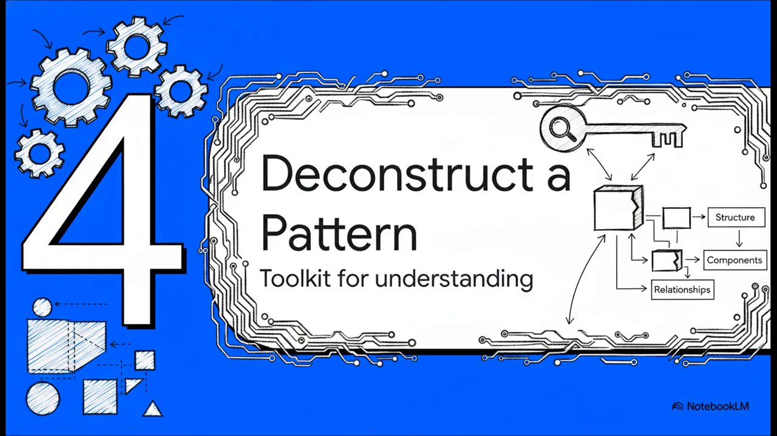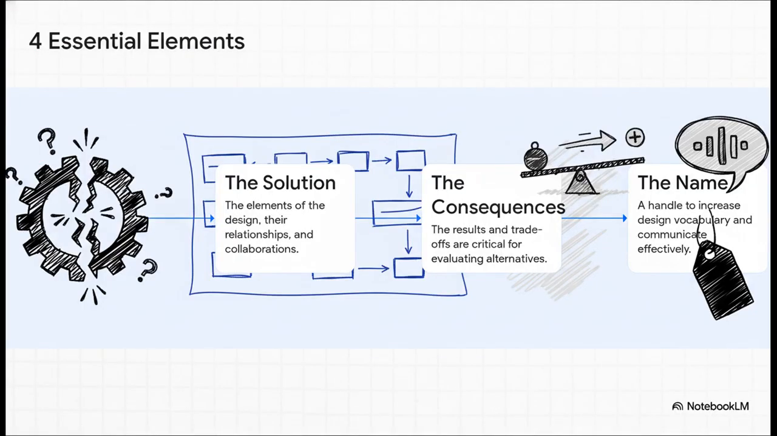Well, you deconstruct them. The Gang of Four gave us a really consistent structure for every single pattern, and getting a handle on this structure is your key to unlocking their true power. You can really understand any pattern by looking at a few key things. First, the problem. What specific, recurring issue does this thing solve? Second, the solution. What's the abstract design of classes and objects that forms the blueprint?